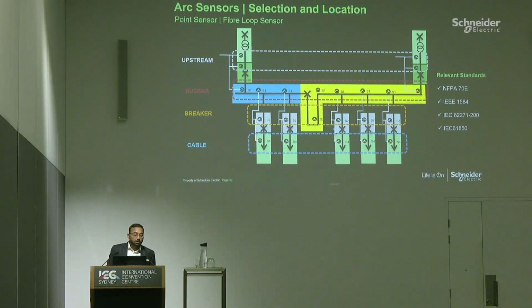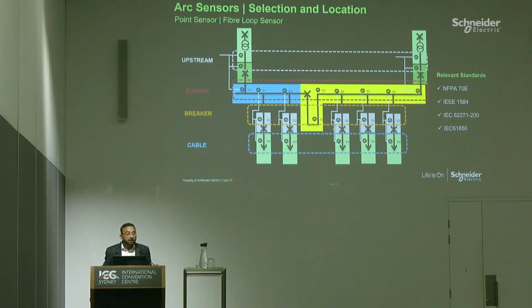So this slide shows you a combination of point sensor or fiber loop sensor, as I was explaining. Certain sections, upstream, bus bar, breaker, cable, where you have to really position or locate your sensors. And these are certain standards. So these standards show you an evolution. It started from the American world, where NFPA was in the picture and they were propagating arc flash and all.